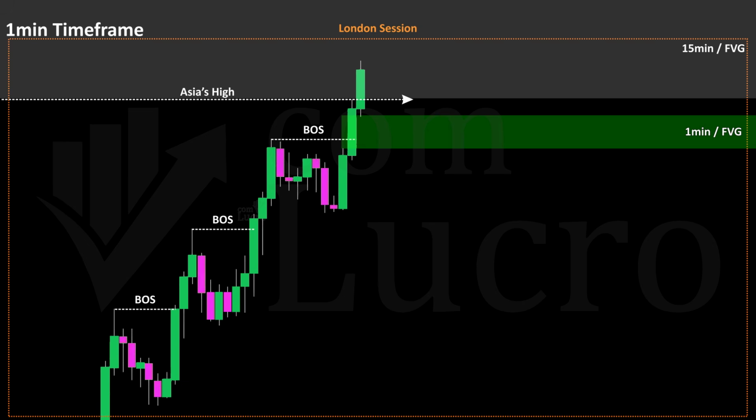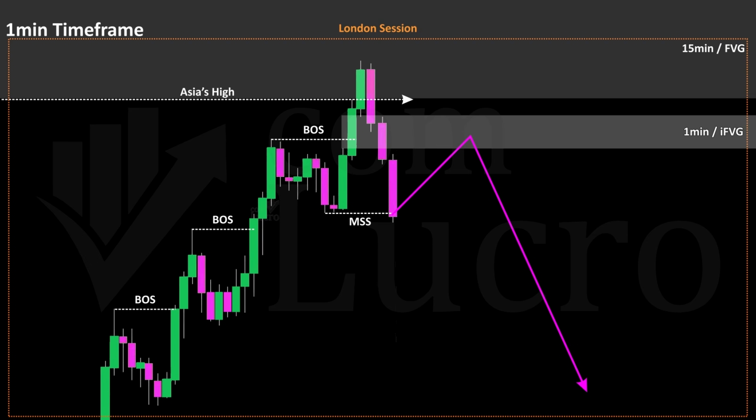Moving forward, when operating on the 1-minute time frame, the focus shifts to identifying a violated fair value gap that flips into an inversion fair value gap. This acts as our second layer of confirmation. Once the inversion fair value gap is formed, it often serves as a new resistance level, providing a strong zone for a potential sell entry.